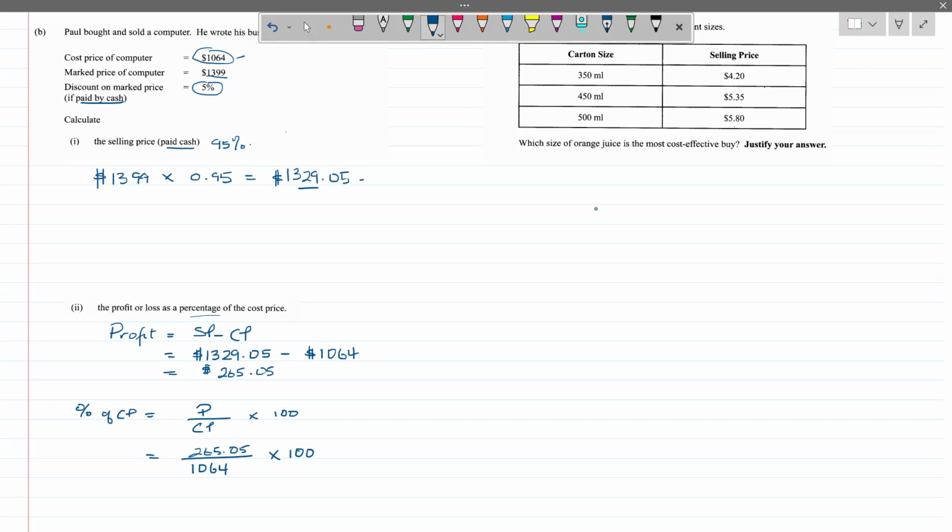Now we could probably put this to one decimal place. So I'm getting 24.9% is our percentage. The profit percentage of the cost price.